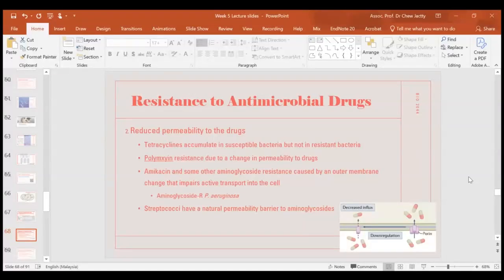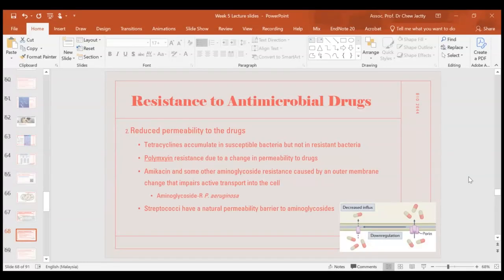For example, tetracycline can accumulate in susceptible bacteria. So this is a normal condition. But in the resistant bacteria, what we observe is that there is less tetracycline in there, as a way to show that there must be something that happens to the membrane. Maybe they restrict the movement of drugs into the cell as a way to overcome.